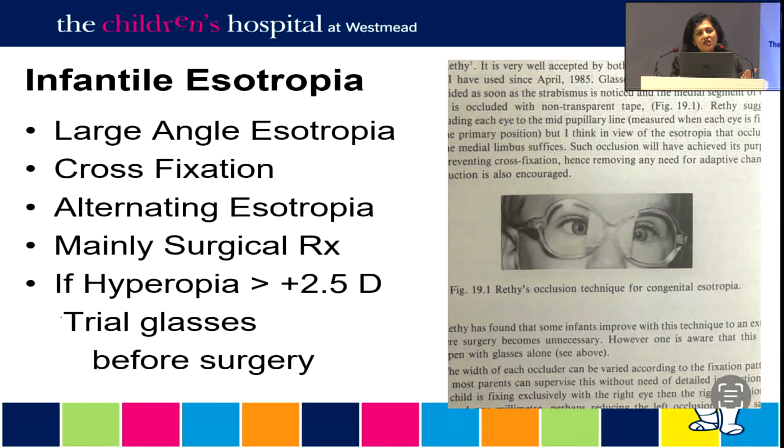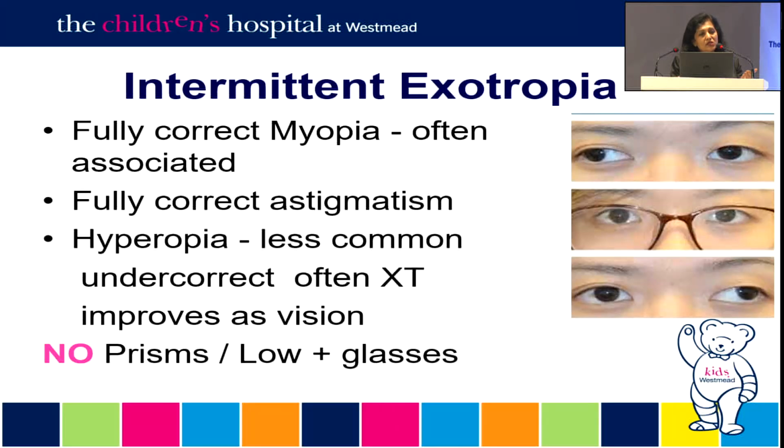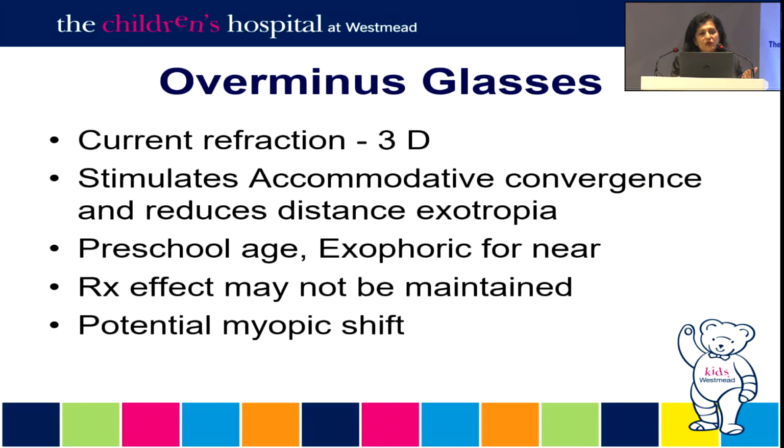So infantile esotropia is also something I needed to discuss, because I usually give them +2.5 if their hyperopia is higher. I try glasses before surgery. Intermittent exotropia, I will still fully correct myopia. I would fully correct associated astigmatism. I don't prescribe any prisms or low plus glasses, and I undercorrect the hyperopia. Usually they do improve. Overminus, I do in specific cases.